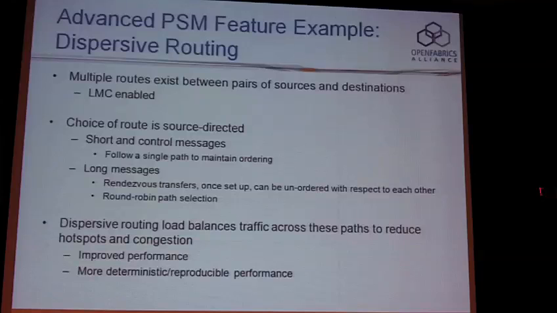So you can allow essentially a source-directed choice of route by letting the sender choose which of these destination addresses to use as part of its message transfer. And we can have strategies like, for example, our short control messages may all go over a single path. They often require a degree of ordering and delivery, so we can use those in one path. But then for long messages, we can actually send them over different paths. We can send a single message over multiple paths, reassemble it on the receiving end, and employ round-robin algorithms to take full advantage of the bandwidth that's available from those additional paths.